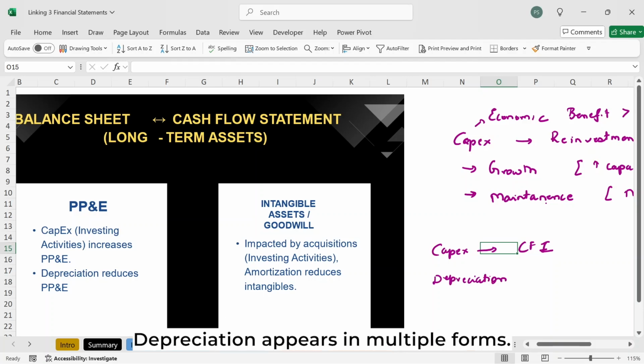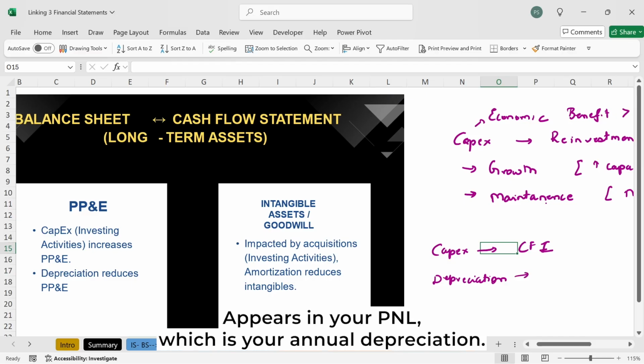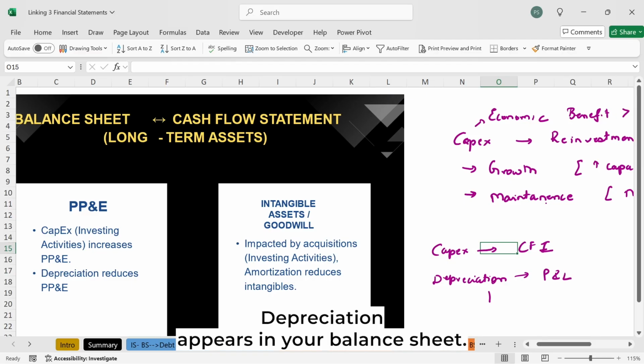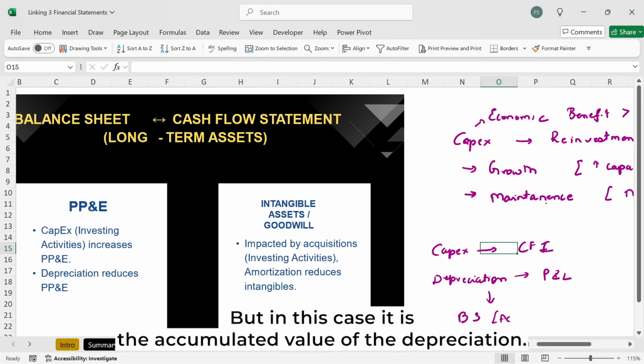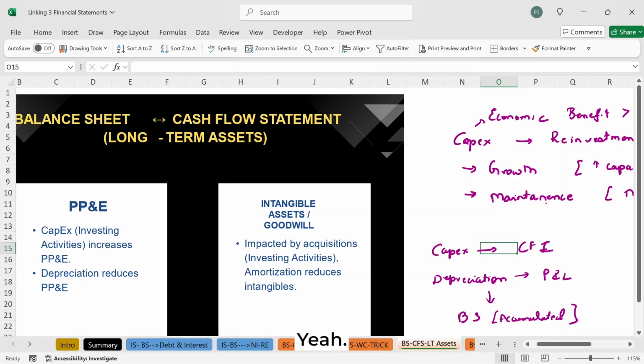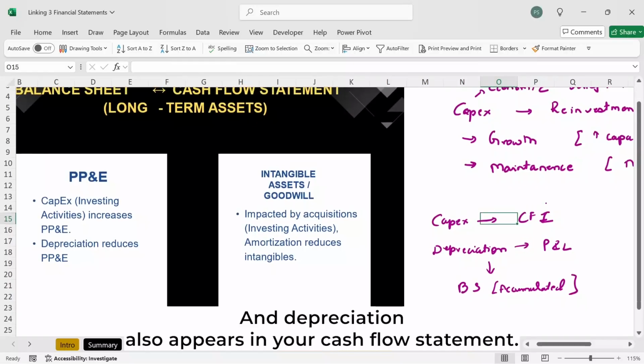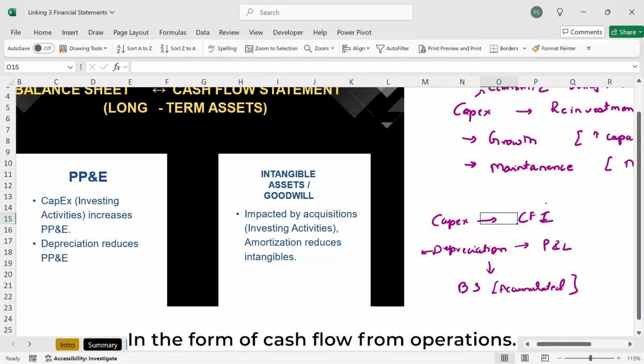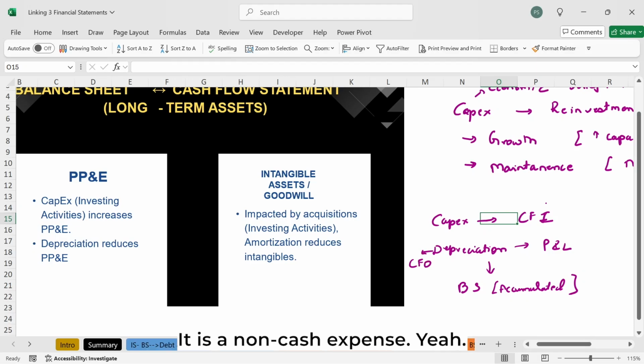Depreciation appears in multiple forms. It appears in your P&L, which is your annual depreciation. Depreciation appears in your balance sheet, but in this case it is the accumulated value of the depreciation and not just one year's depreciation. Depreciation also appears in your cash flow statement, in the form of cash flow from operations. It's a non-cash expense.